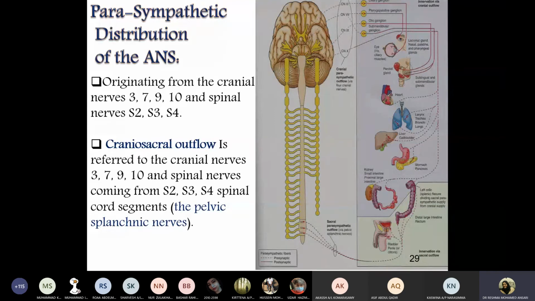So how does the outflow occur? We already said the sympathetic outflow is from the thoracolumbar regions. The parasympathetic outflow we call craniosacral. So the parasympathetic comes via the cranial nerves 3, 7, 9 and 10. We have 12 pairs of cranial nerves, of which 4 nerves carry the parasympathetic fibers. They are the nerves 3, 7, 9 and 10. The 10th nerve is the vagus nerve.